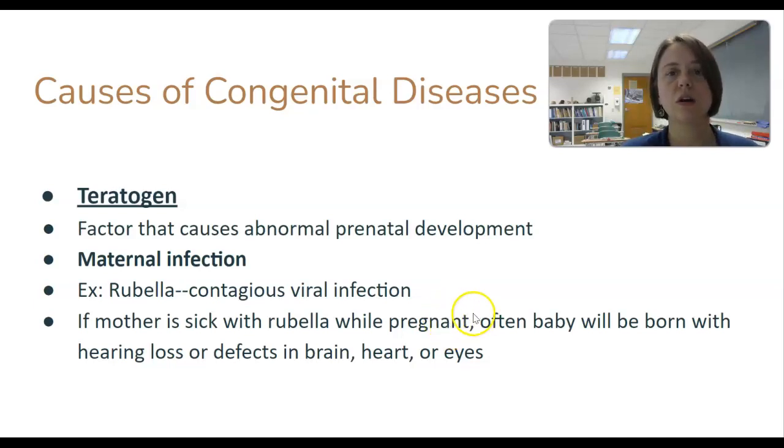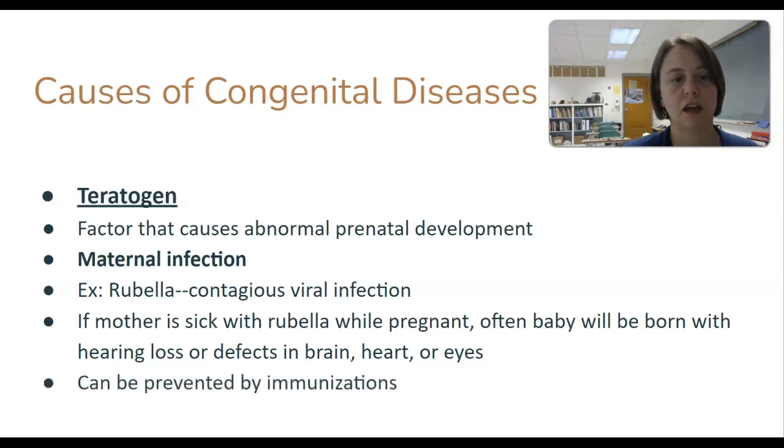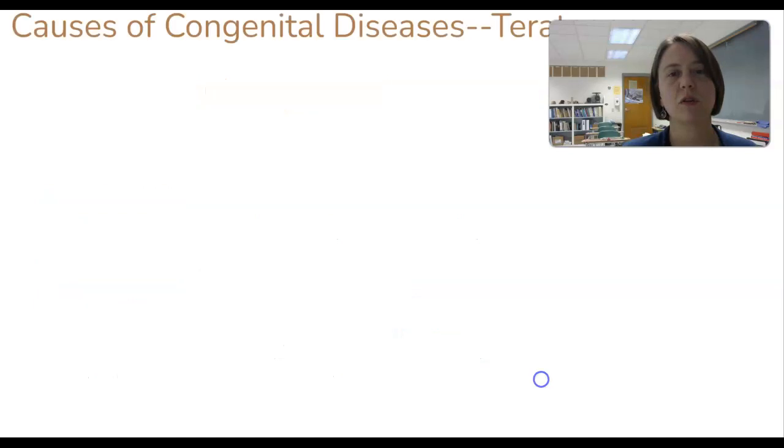One way to prevent that is by having your rubella vaccine, which is a pretty common one to get when you were a baby. So the vaccine is often called MMR, mumps, measles, and rubella, and that's one that people frequently get in childhood, and that's something you can check with your doctor to see if you have. And like I said, it can be prevented by immunizations.